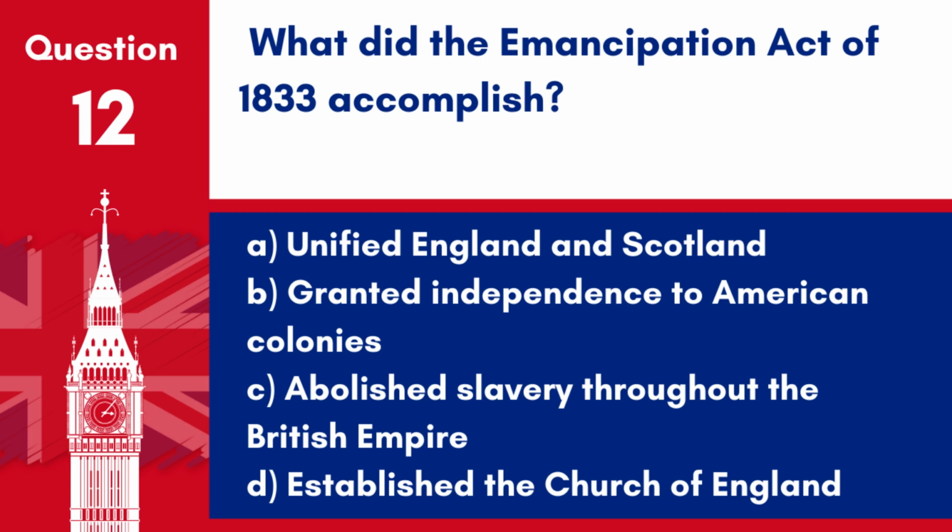Question 12. What did the Emancipation Act of 1833 accomplish? A. Unified England and Scotland. B. Granted independence to American colonies. C. Abolished slavery throughout the British Empire. D. Established the Church of England. Answer C. Abolished slavery throughout the British Empire. The Emancipation Act of 1833 abolished slavery within the British Empire.